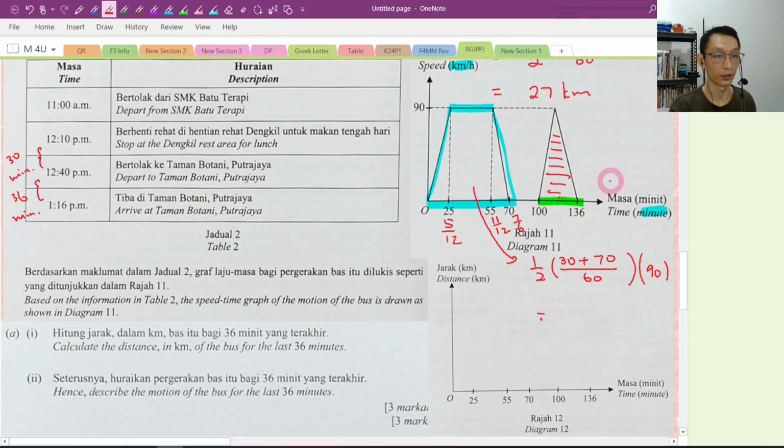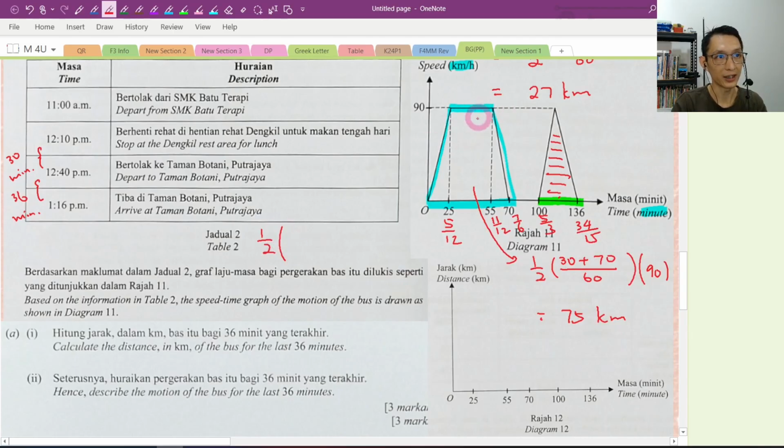Let me do for the next two. 100. This is 5 over 3. And the last one. This is 34 over 15. Now, try to calculate this one. You will get 75 kilometer. So if you want to do this way, you can do it this way as well.